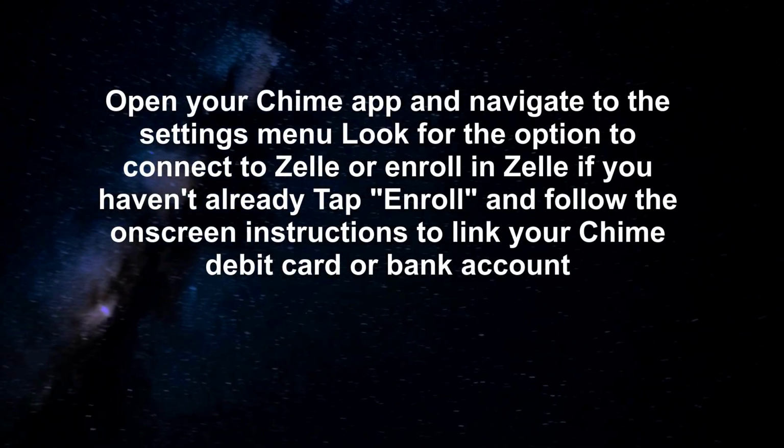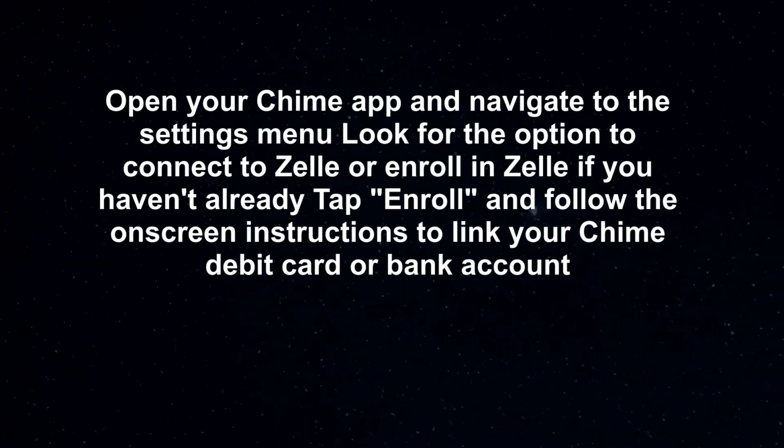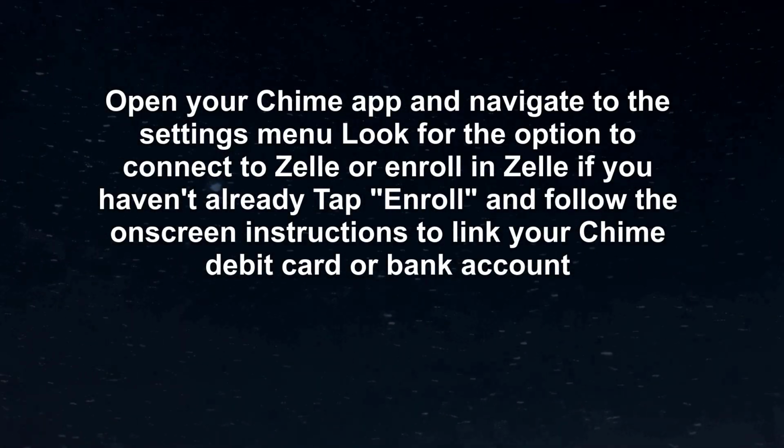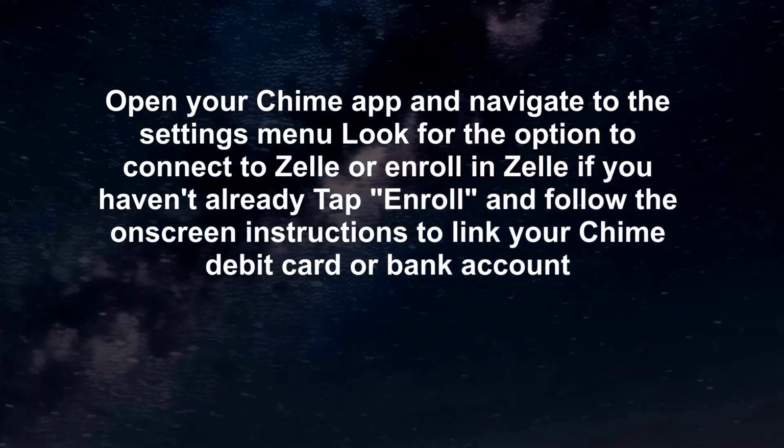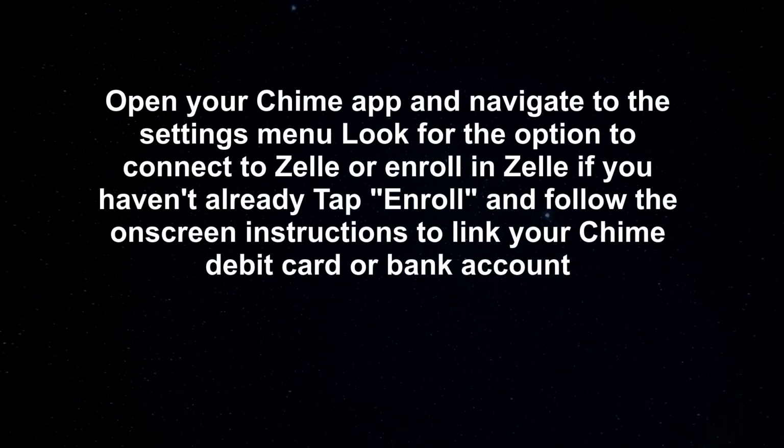Open your Chime app and navigate to the settings menu. Look for the option to connect to Zelle or enroll in Zelle. If you haven't already, tap enroll and follow the on-screen instructions to link your Chime debit card or bank account.